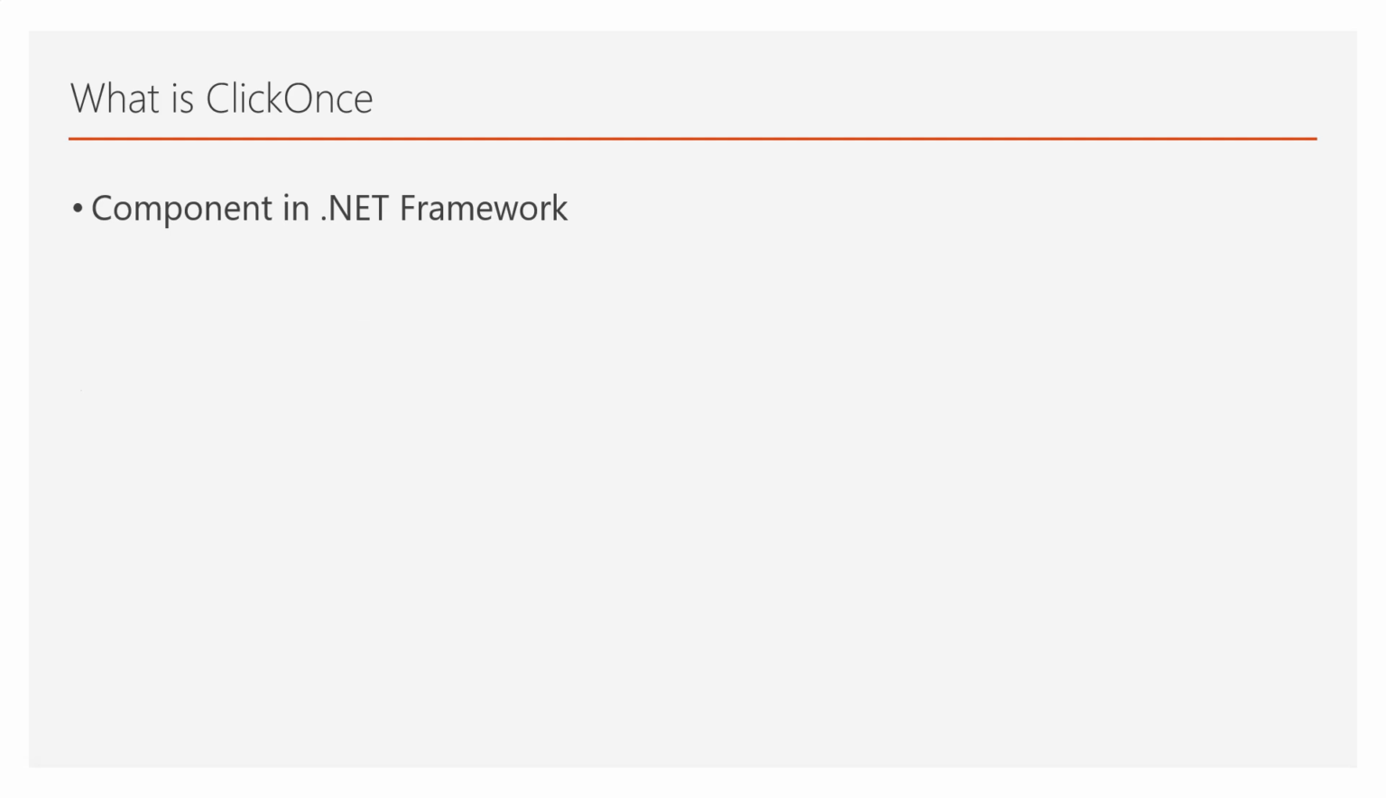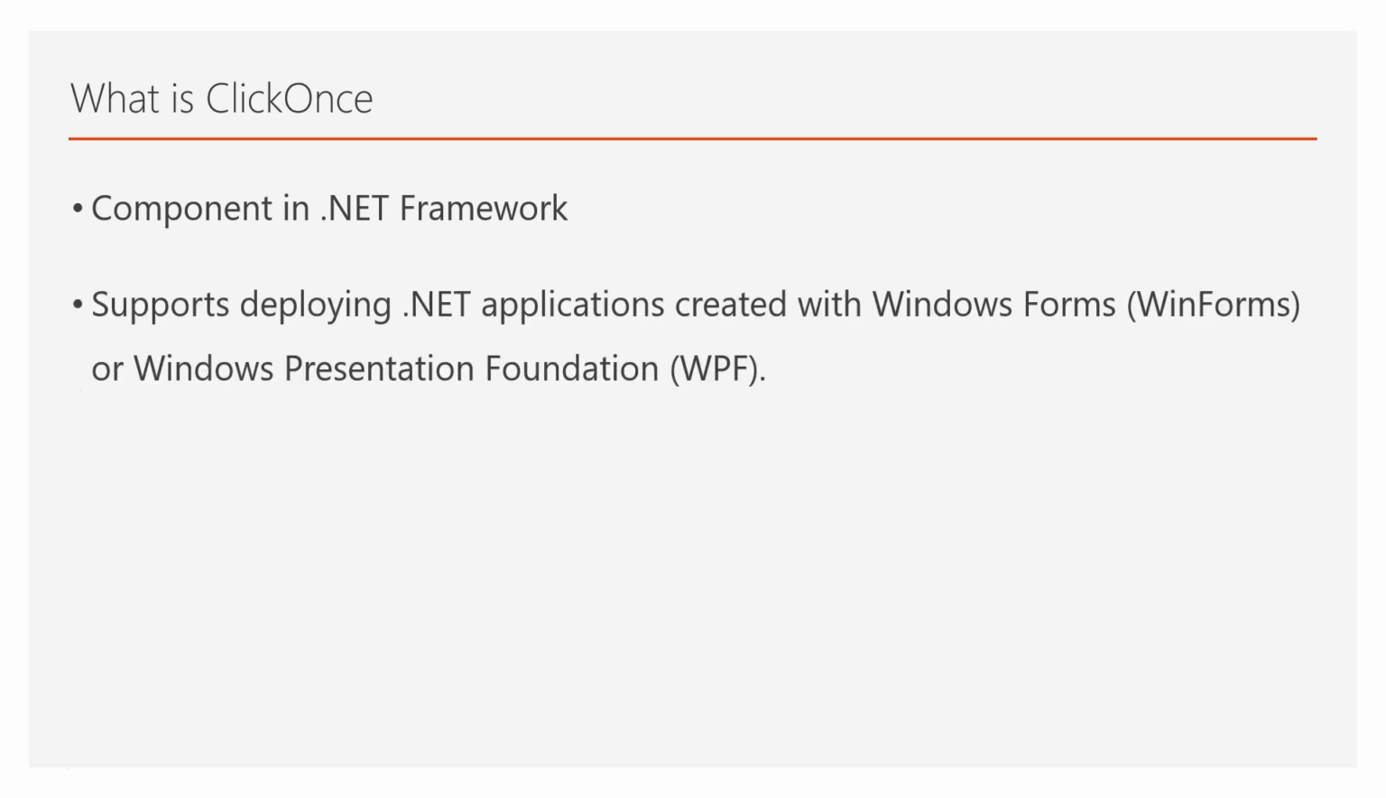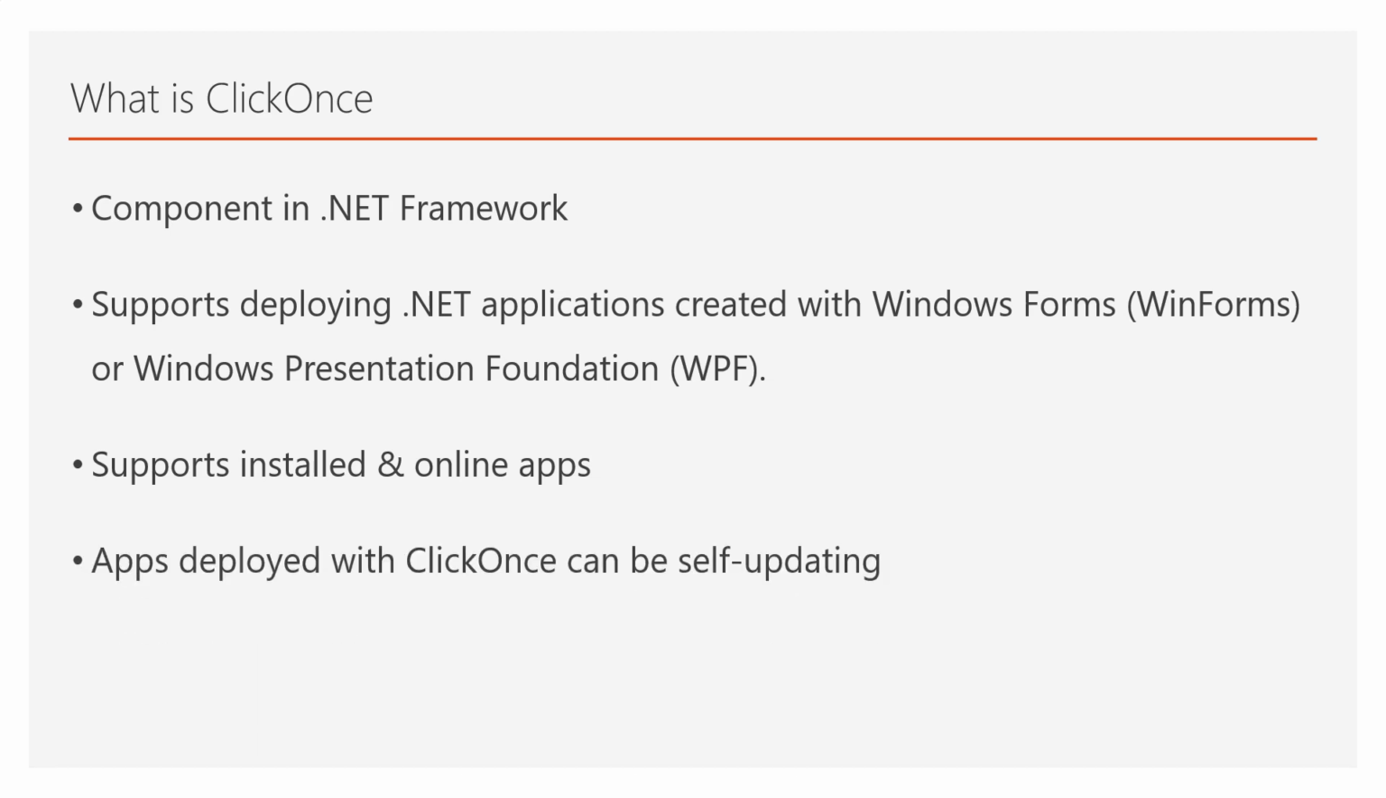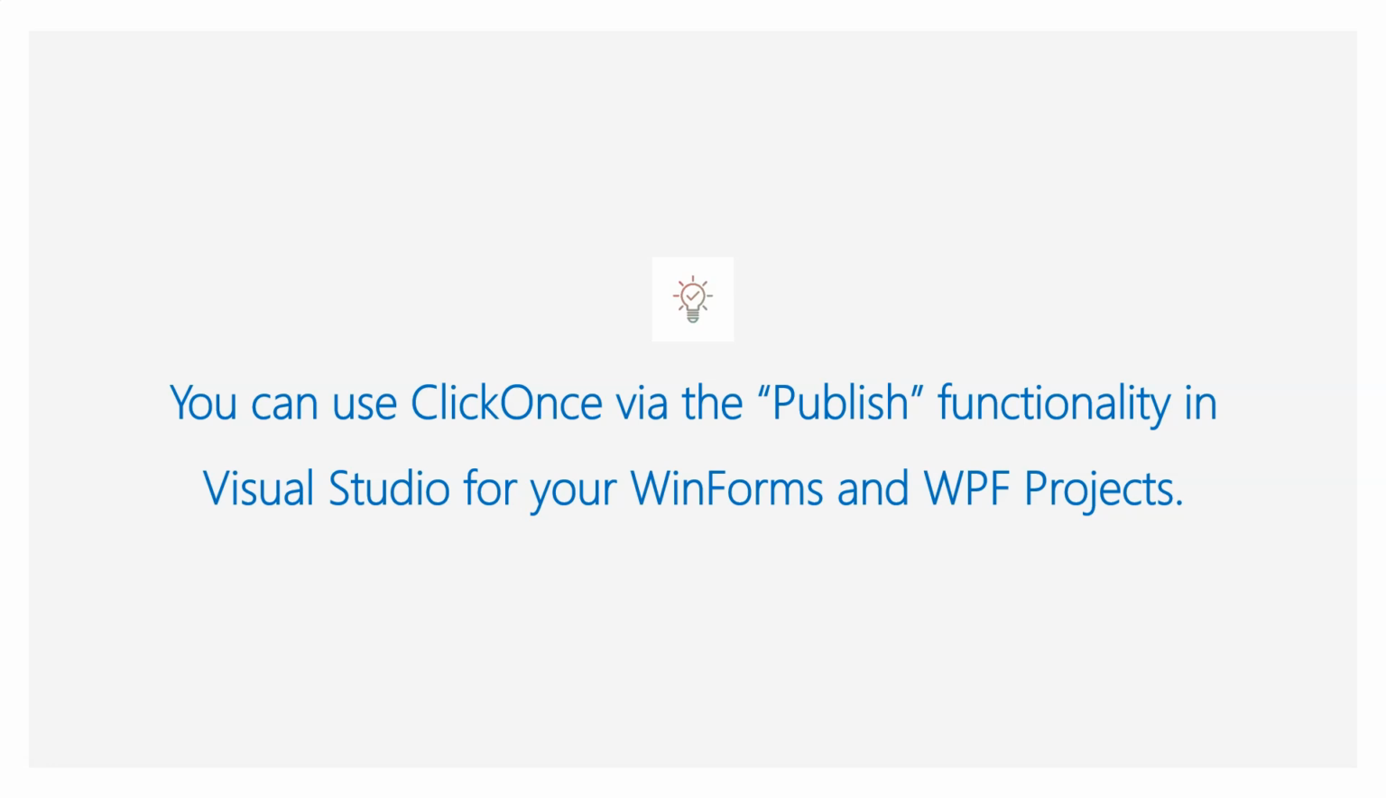So what is ClickOnce? ClickOnce is a component in .NET Framework. It supports deploying .NET applications created with Windows Forms, also known as WinForms, or Windows Presentation Foundation, that is WPF. Moreover, it supports installed and online applications. Also, applications deployed with ClickOnce can be self-updating. Last, it is very easy to use since you use this component via Visual Studio. So you can use ClickOnce via the publish functionality in Visual Studio for your WinForms and WPF projects.